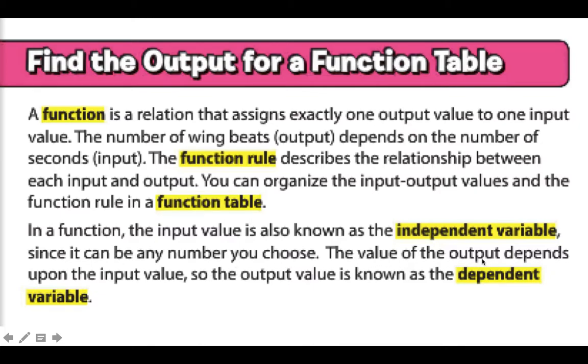The value of the output depends upon the input value. So the output value is known as the dependent variable. So independent variable, that's the one that does not change. The dependent variable changes dependent upon the independent variable. So the dependent variable is dependent upon the independent variable. The output is dependent upon the input. I know that's a lot of talk, but we'll look at a function table and see what that really means.